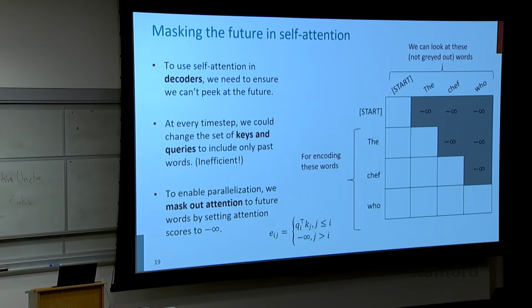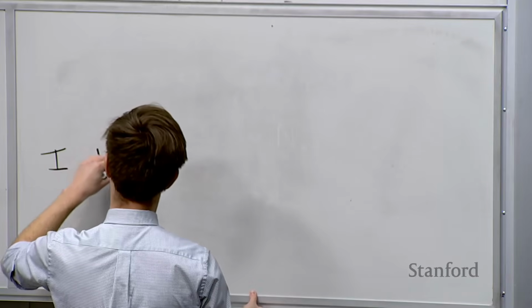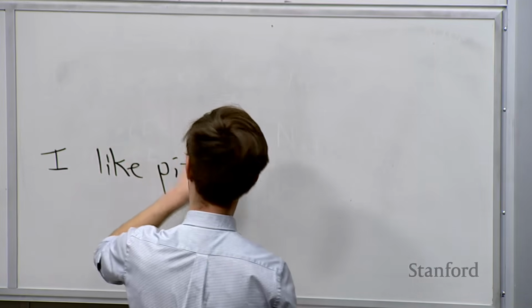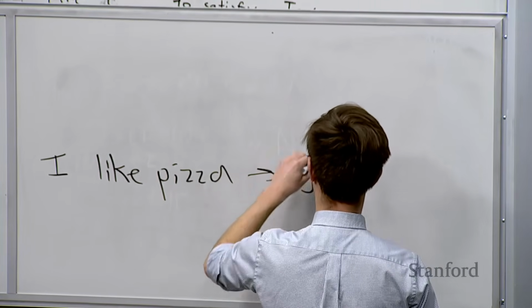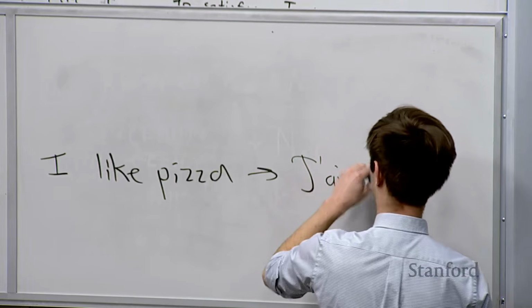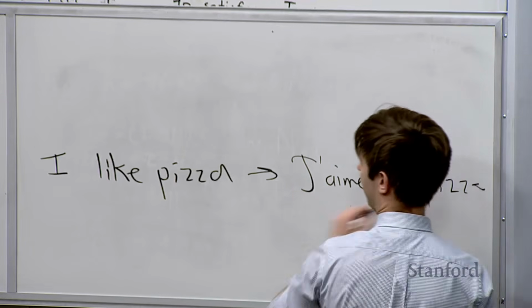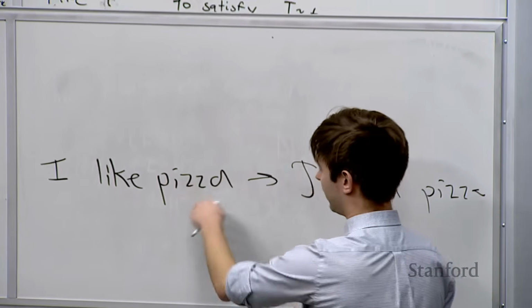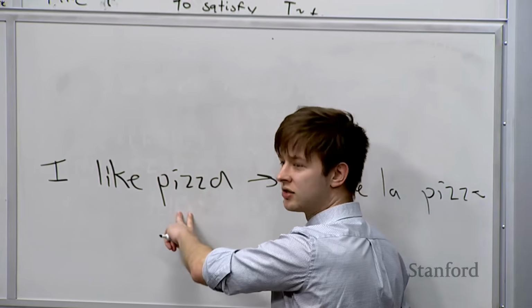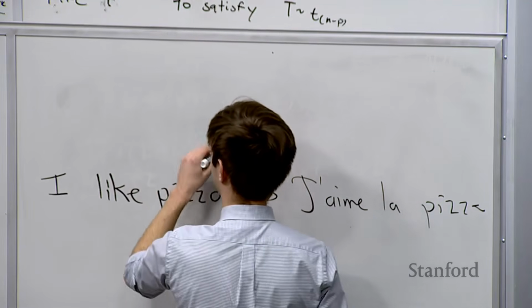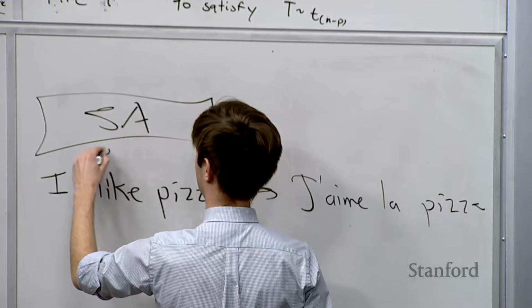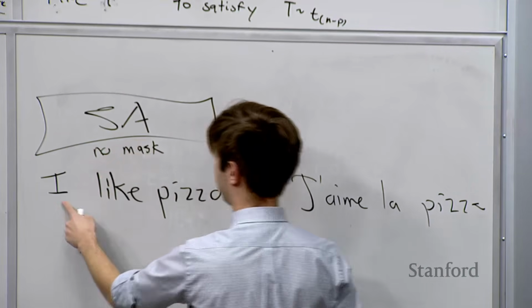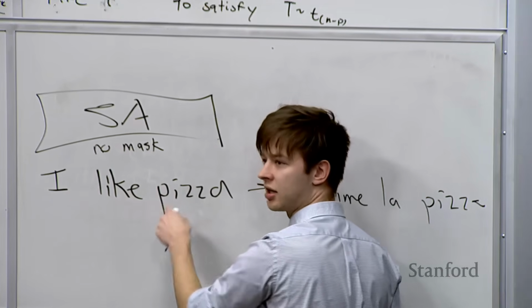In machine translation, I have a sentence like, I like pizza, and I want to be able to translate it: j'aime la pizza. Nice. Right, and so when I'm looking at the I like pizza, I get this as the input, and so I want self-attention without masking, because I want I to look at like, and I to look at pizza, and like to look at pizza, and I want it all.